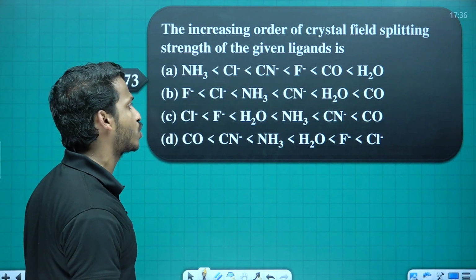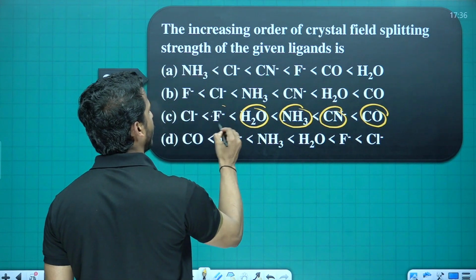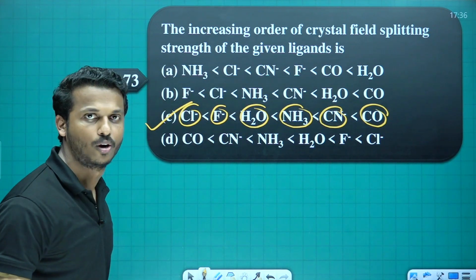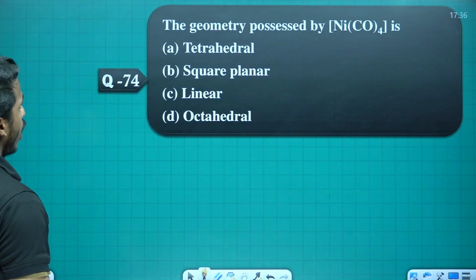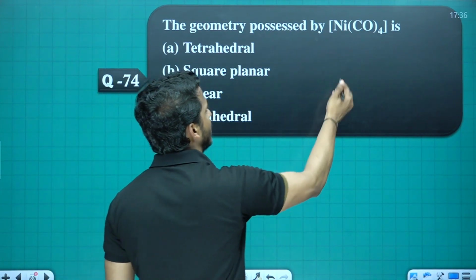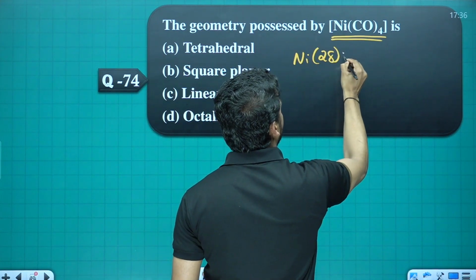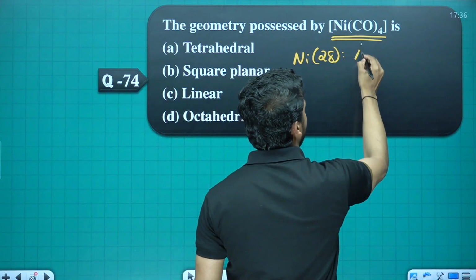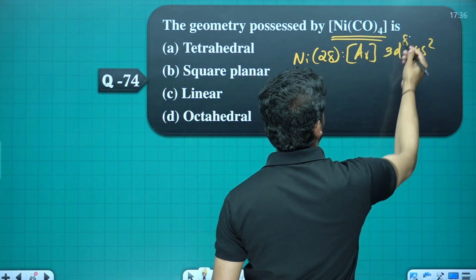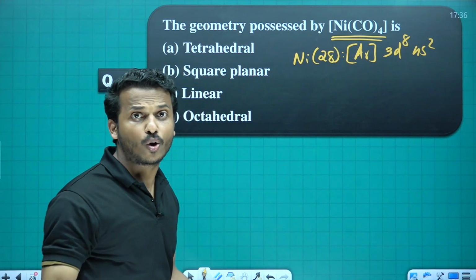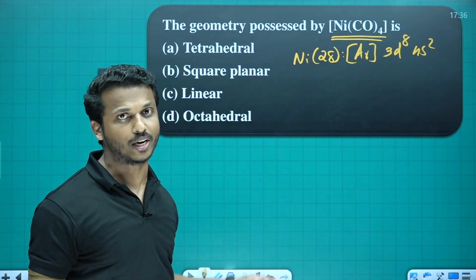Carbonyl is the strongest ligand, then cyanido, then amine, then aqua, then only halogen comes. C is the correct order. Study the spectrochemical series thoroughly, my dears. The geometry possessed by this complex is, okay, let us calculate. Here nickel is the central atom, 28 is the atomic number. We can write it as argon with 4s2, 3d8. Here nickel charge is 0, right? Because carbonyl is a neutral ligand. Nickel charge is 0, no oxidation state.